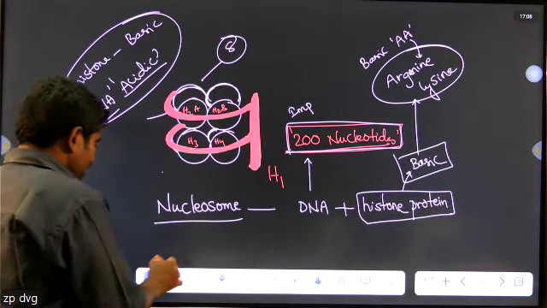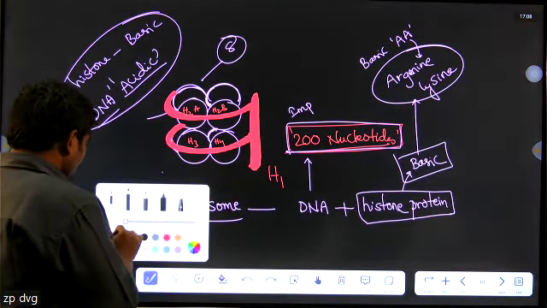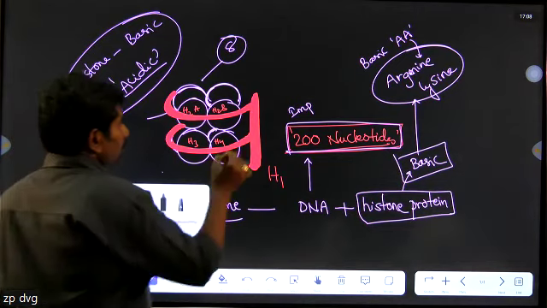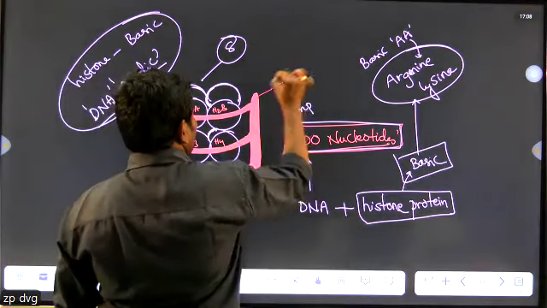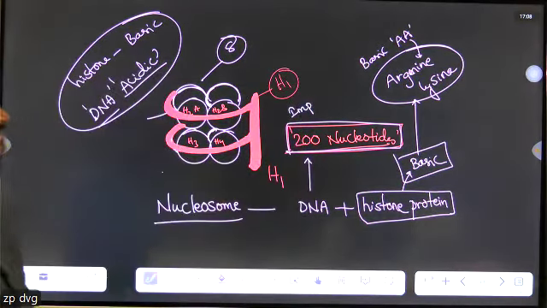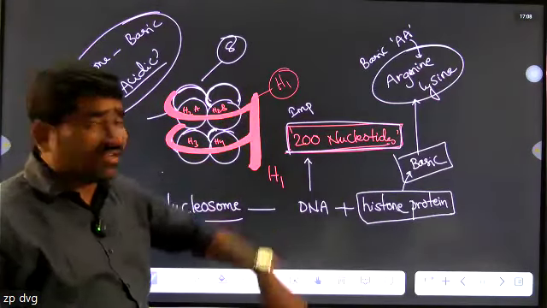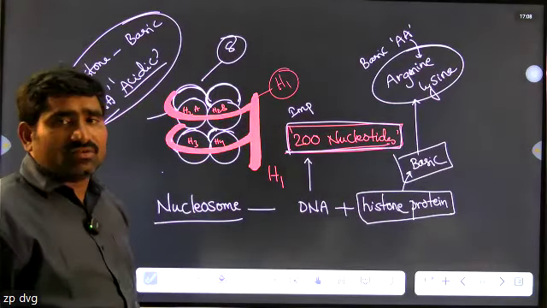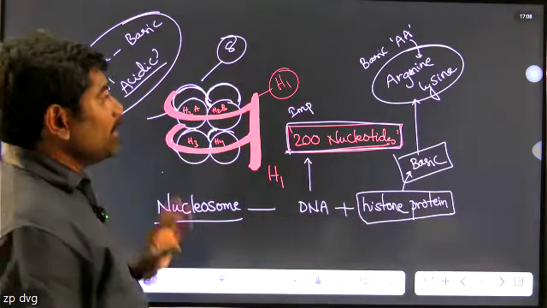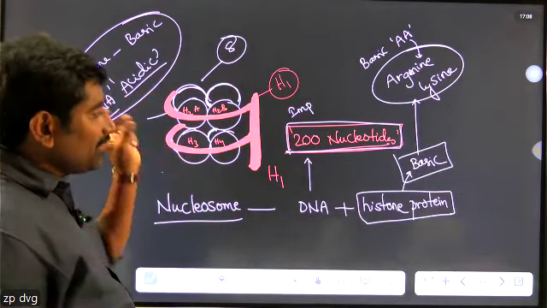And what is this? This is called the H1 protein, H1 histone protein. The protein which is present outside of the core of histone proteins is called the H1 protein. These are important, children, so listen. In this topic, what are the important things?